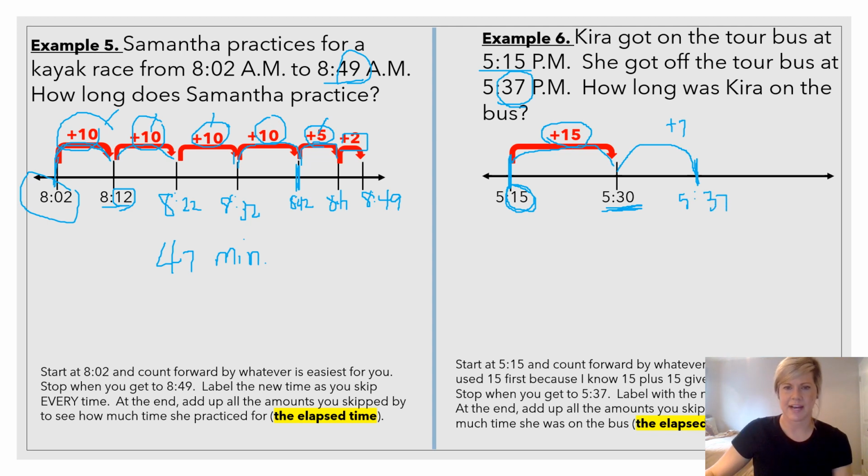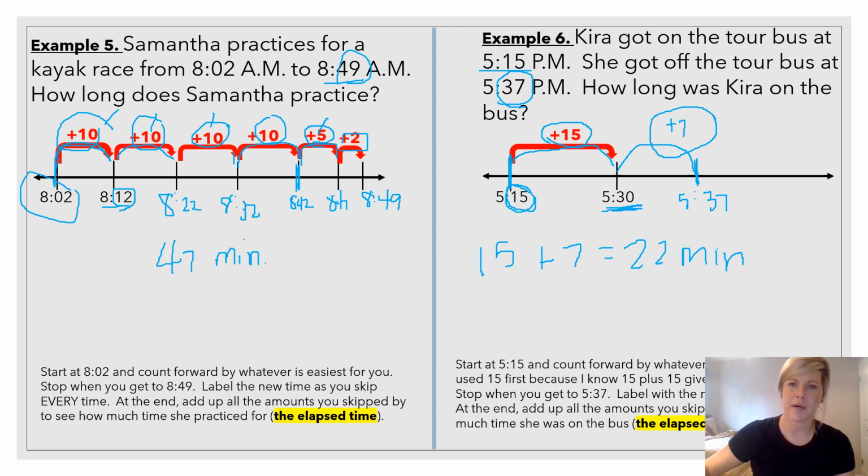Now what's the last step? You need to make sure you add up the times you skip by. 15 plus 7 is 22 minutes. So 22 minutes had passed from the time she got on the bus to the time she got off the bus. That's what elapsed time is, the amount of time that has passed between a start time and an end time.